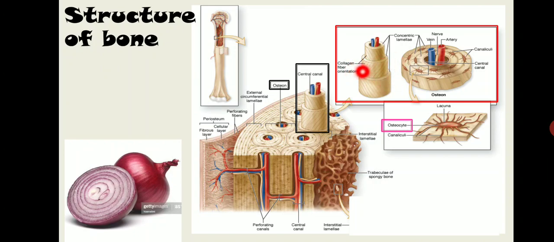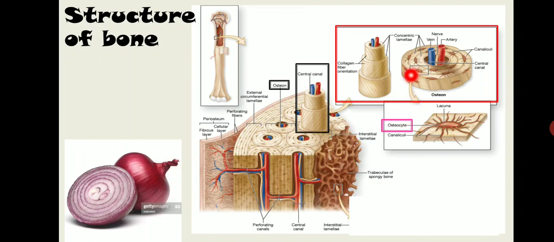This collagen fiber layer is known as lamellae. Got it? Now between these two lamellae, there is a space. That space is known as lacunae. And inside that lacunae, there is an osteoblast. That osteoblast secretes the collagen and makes a concentric layer. They also secrete calcium and phosphate and make crystallized hydroxyapatite. And once they are entrapped, they become osteocytes.